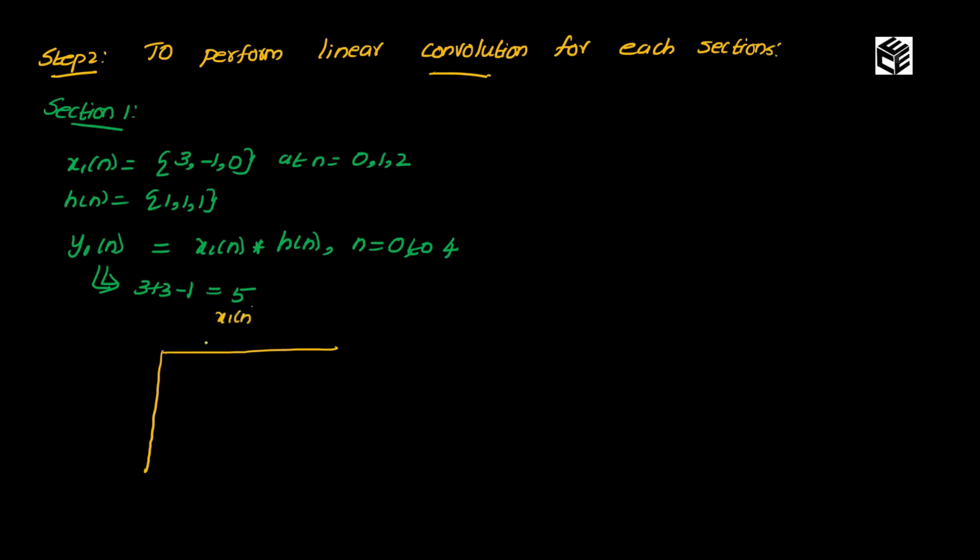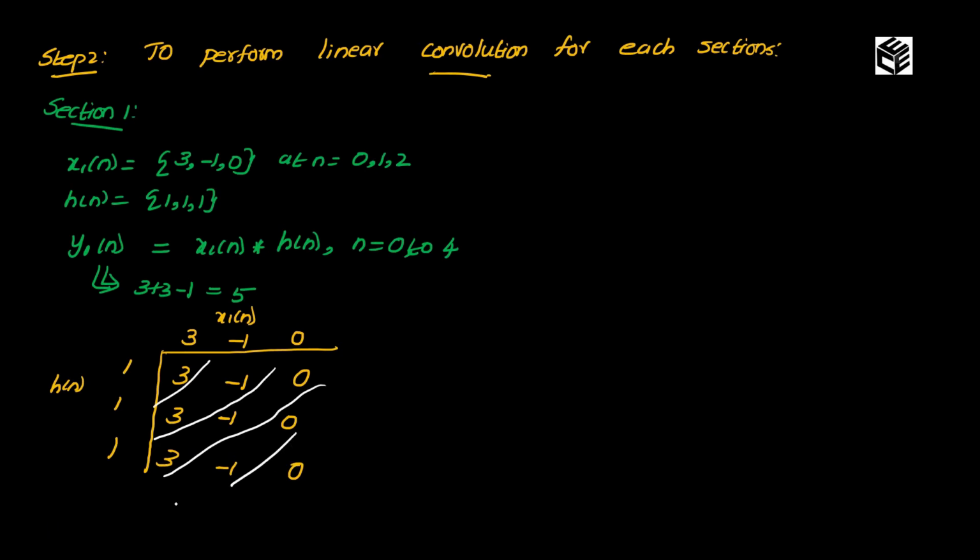Now, I am going to perform convolution of these two sequences. Here I represent x1 of n, that is 3, minus 1, 0, and h of n, that is 1, 1, 1. I multiply 3, minus 1, 0 with each element, then split and add the values to obtain y1 of n. So y1 of n is equal to 3, 2, 2, minus 1, 0. Here the value of n is from 0 to 4. I got 5 values, 1, 2, 3, 4, 5, because my overall length is also 5. So the first output is obtained.